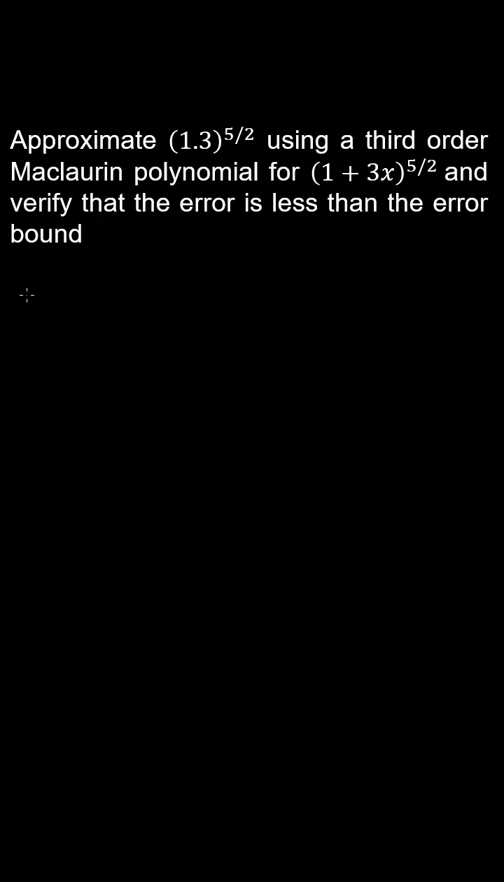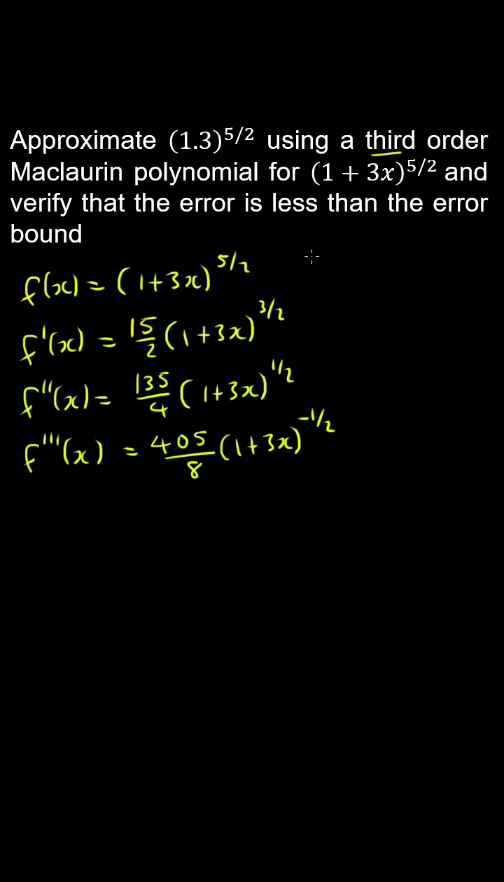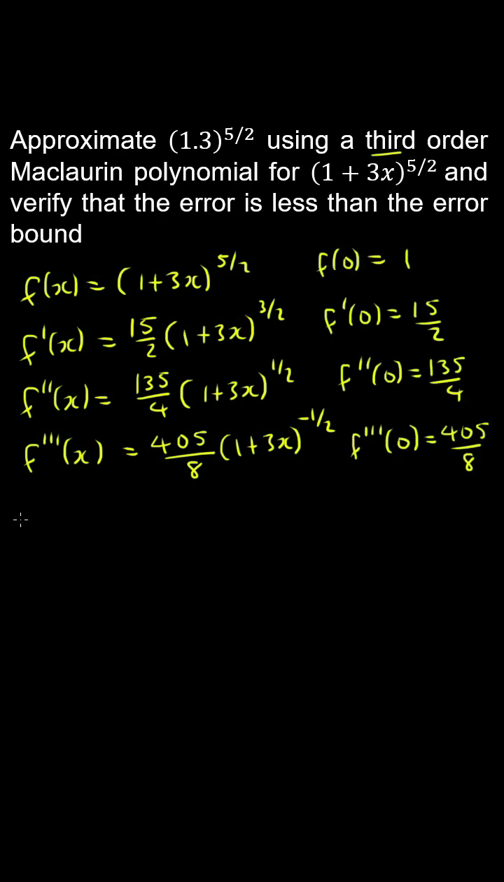Approximate 1.3 to the 5 over 12 using a third order Maclaurin polynomial for the following function, and verify that the error is less than the error bound. So this is our function, and we differentiate it 3 times and evaluate these at x equals a equals 0. So our third order Maclaurin polynomial approximation can be written as follows.